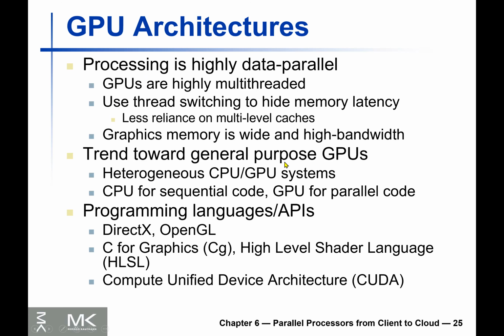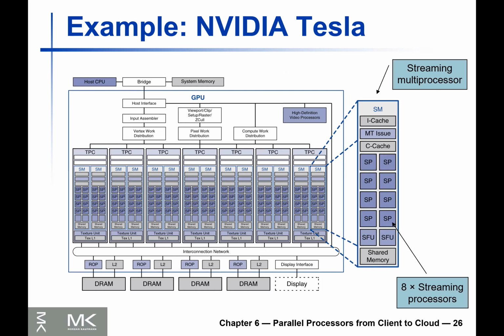A trend toward general purpose GPU, heterogeneous GPU systems: CPU for sequential code, and GPU for parallel code. If I ask you for examples of parallel code, you can say, for example, gaming and graphics. Programming languages: DirectX, OpenGL, C for graphics, high-level shader language, and compute unified device architecture. This is what we saw in the textbook.